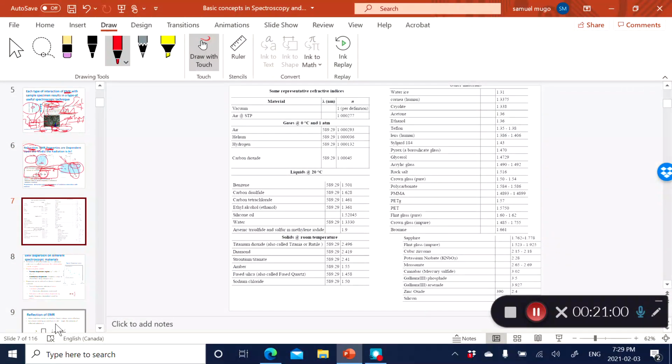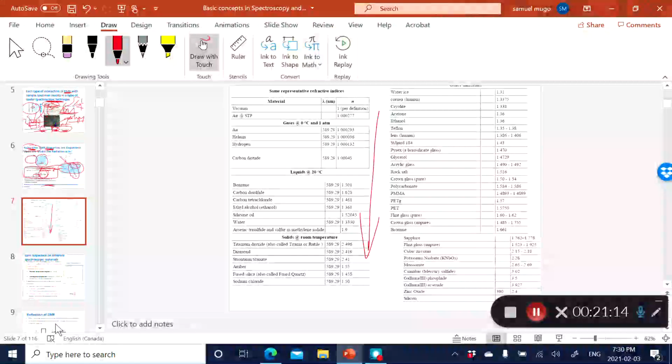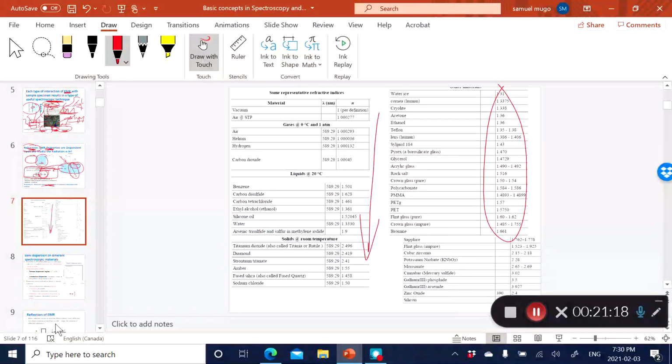And so this slide just shows you different types of refractive indexes of different types of materials. Again, just to show you the importance of determining the authenticity or qualitatively characterizing materials, just purely based on that simple technique of refraction.